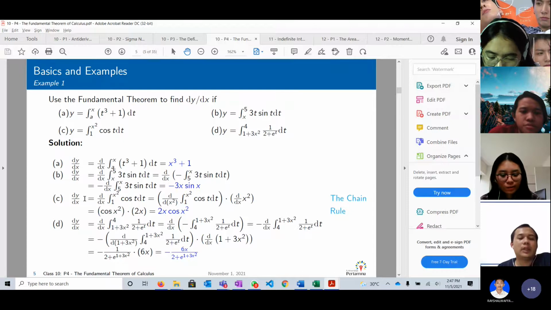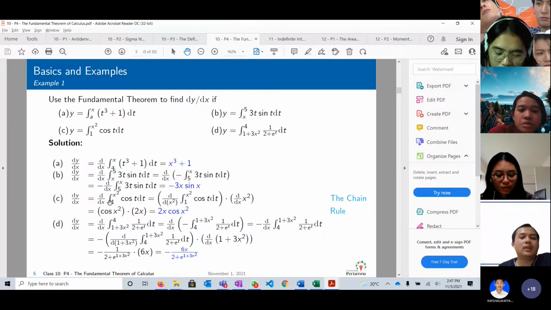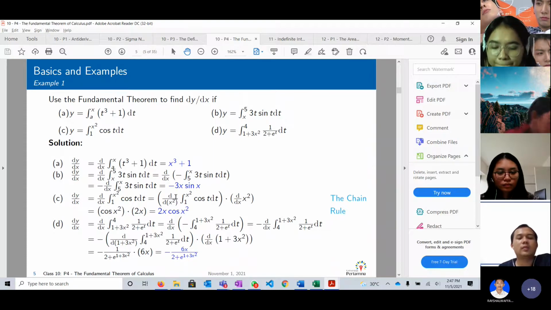And what happens if we have now, instead of a to x, we have a to x squared. We have 1 to x squared here. Then in this case, we can use the chain rule. Yeah. How to use the chain rule? It's the same. We let u equals x squared. So we differentiate with respect to u first, and then we differentiate x squared with respect to x.